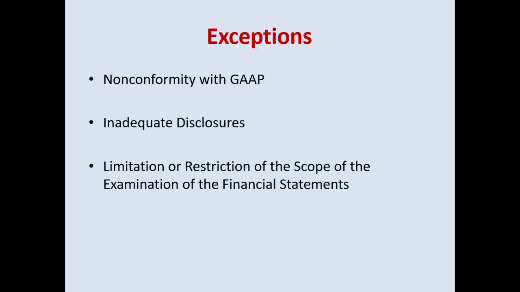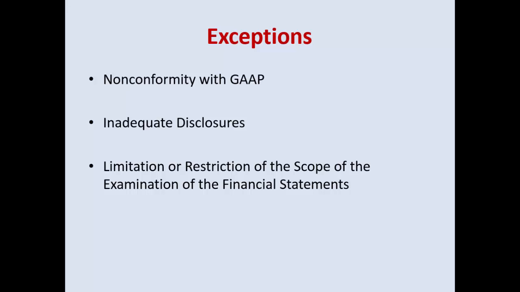Now there are exceptions: nonconformity with GAAP, inadequate disclosures, and limitation or restriction of the scope of the examination of the financial statements. So maybe you come in and you have all of this information to analyze as the auditor, but as you're going through it, there are some things missing. Maybe the ending inventory count isn't there. You weren't able to get your staff there to observe when they did their physical inventory count. So you can't really make a statement as to your opinion of the accuracy of cost of goods sold and ending inventory if you don't have that inventory information.